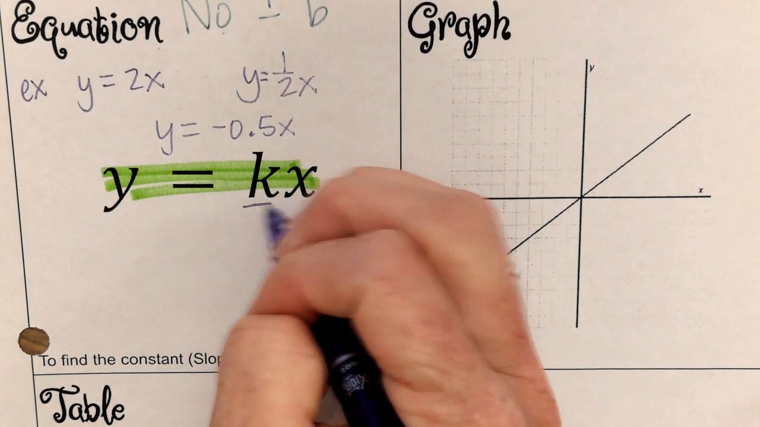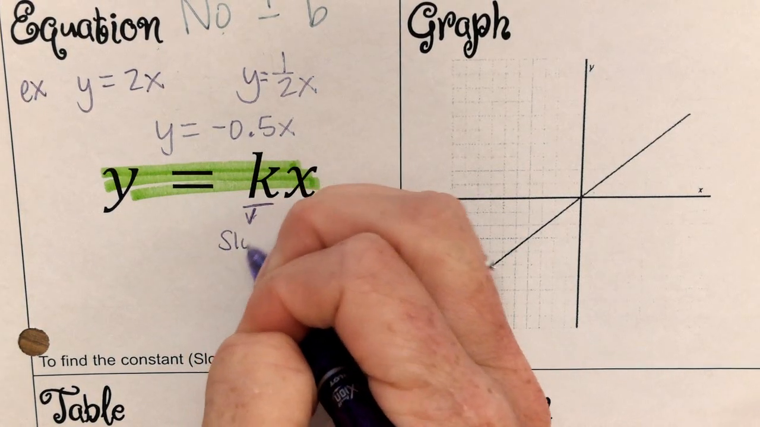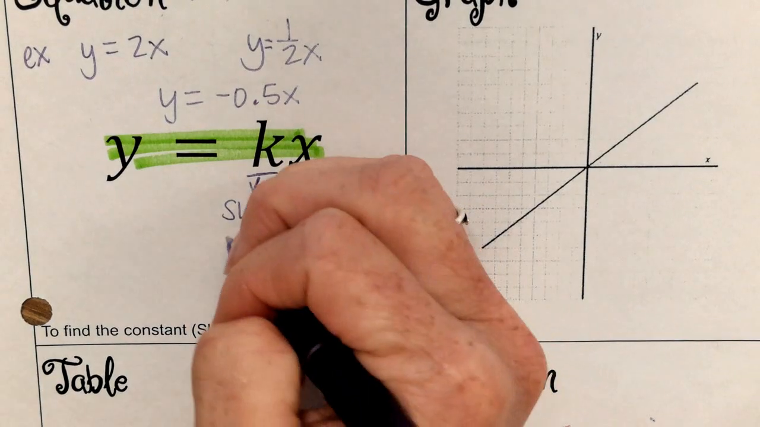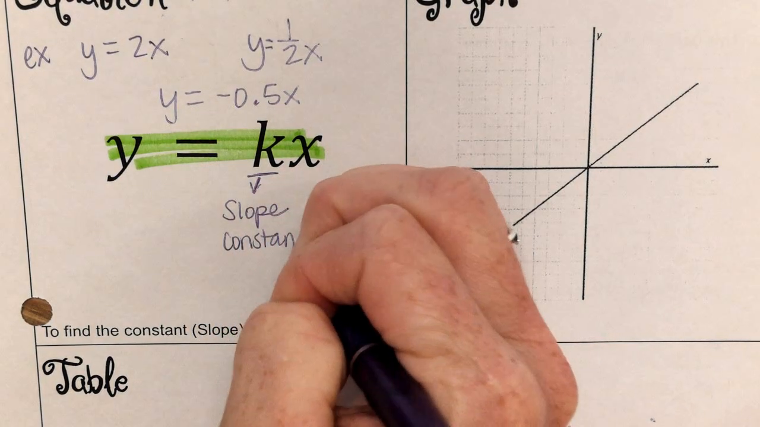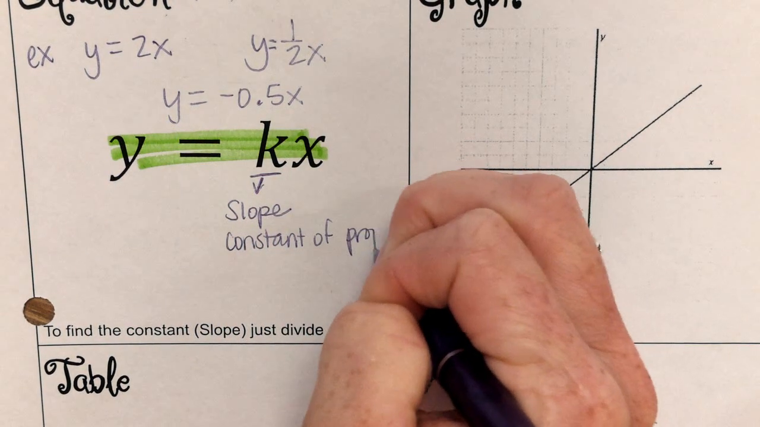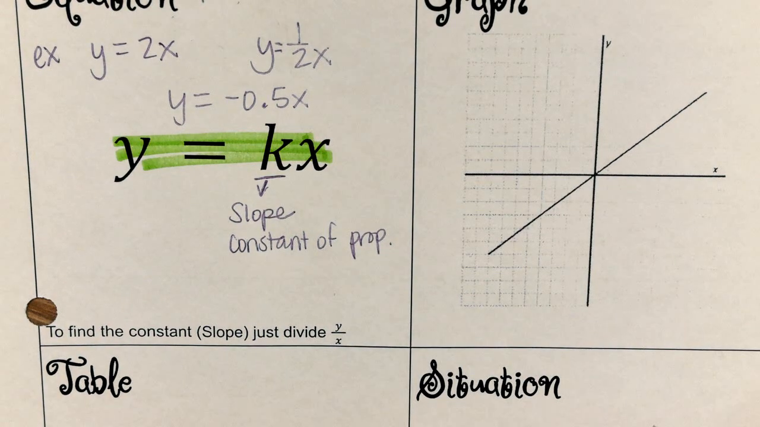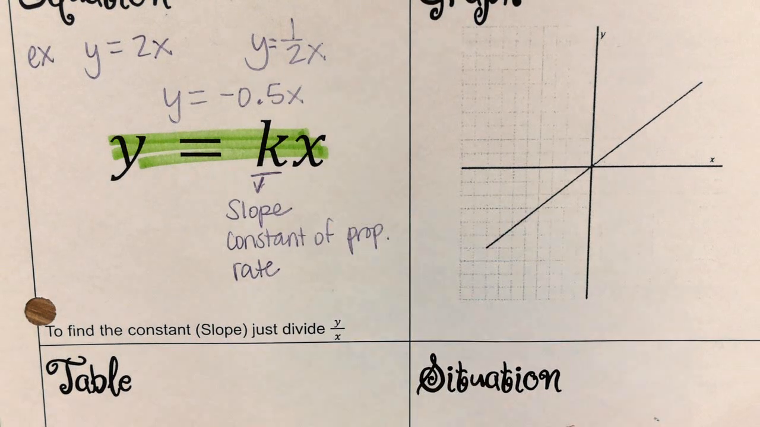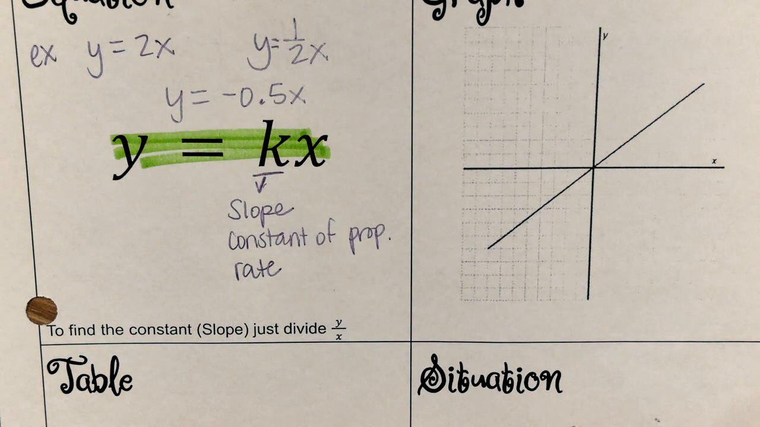The number in this spot is the slope. It is also known as the constant of proportionality, which I'm just going to put prop, and then I heard somebody else say it's also known as the rate. So there are a million ways the STAR test could ask a question just about the equation.